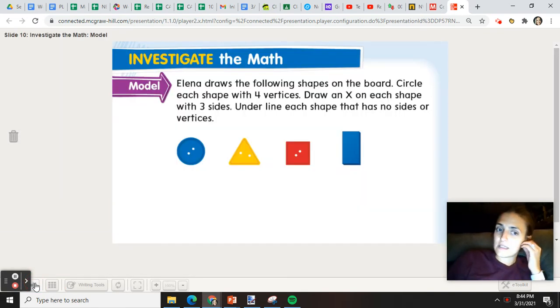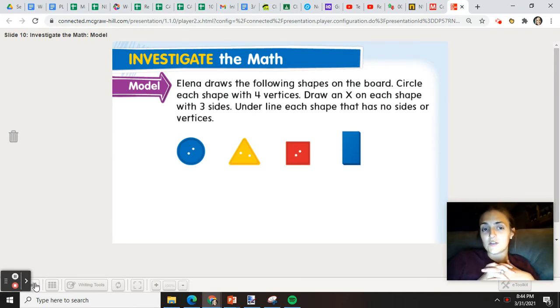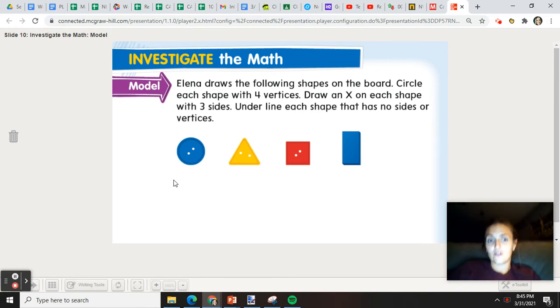So with this problem, it says Lena draws the following shapes on the board. Circle each shape with 4 vertices. Draw an X on each shape with 3 sides. Underline each shape that has no sides. So I'm going to start with circling each shape with 4 vertices.